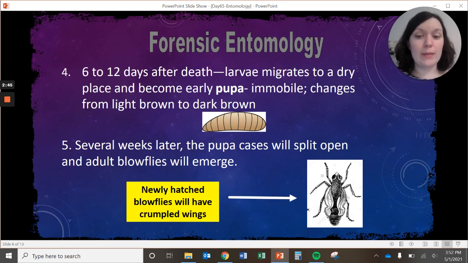And we can even determine if those blowflies are newly hatched or not, because if they're newly hatched, they'll have crumpled wings like in this picture.